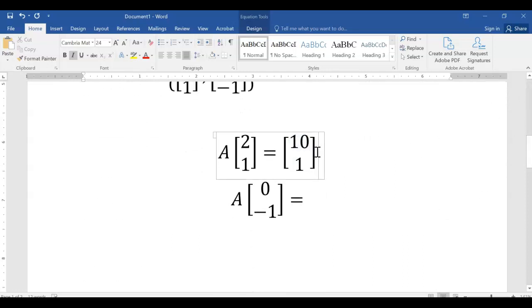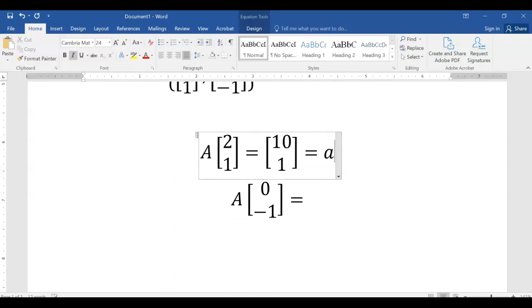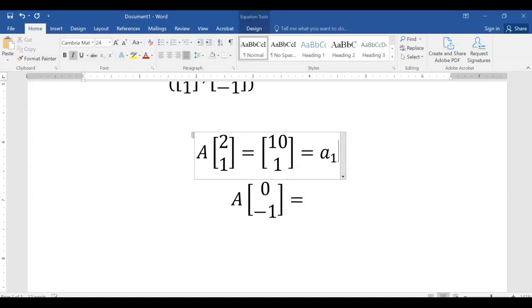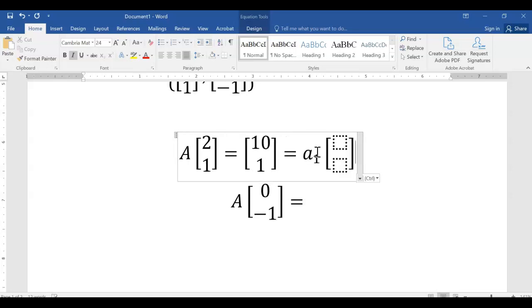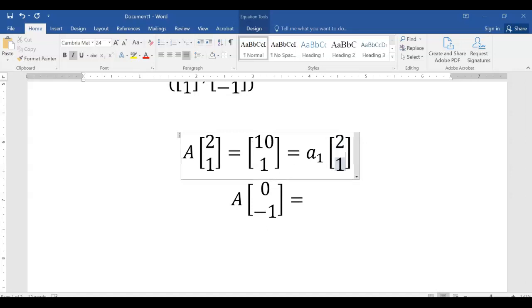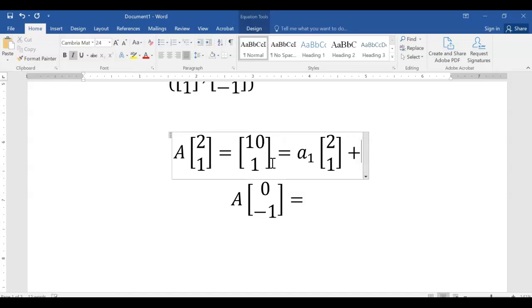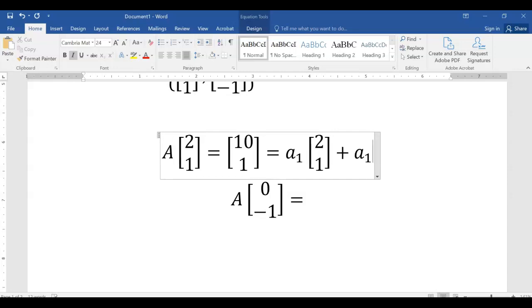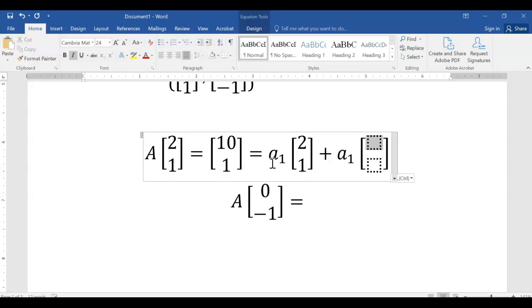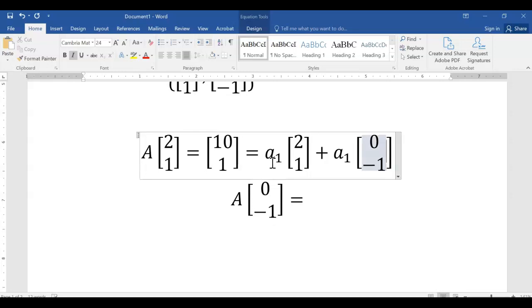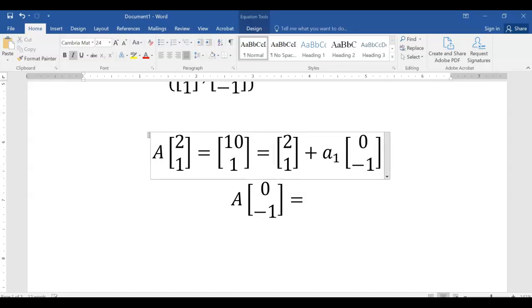All right, so I need to write it with respect to basis B. What I need to do is think of what linear combination, what coefficients, how could I take 10, 1 and write it as a sum of the vectors 2, 1 and 0, -1? Well, pretty easy, the top entry has to be a 10, so that means 2, 1 would have had to have been multiplied by a 5.